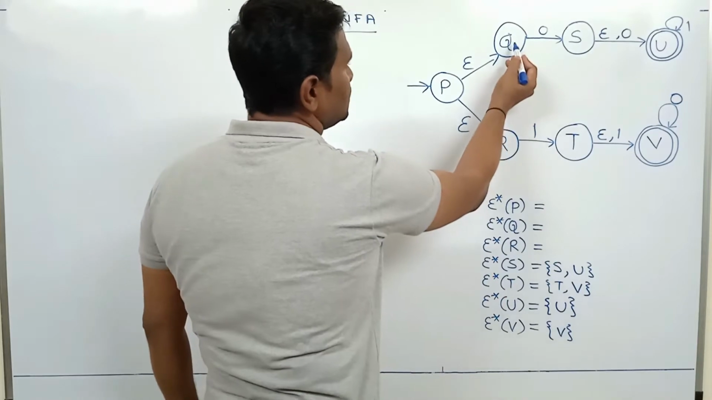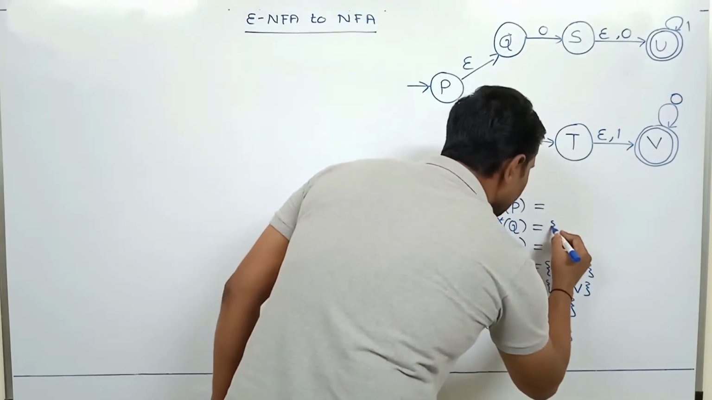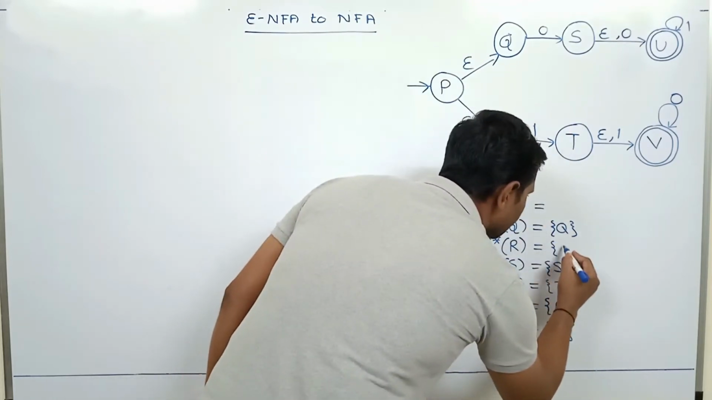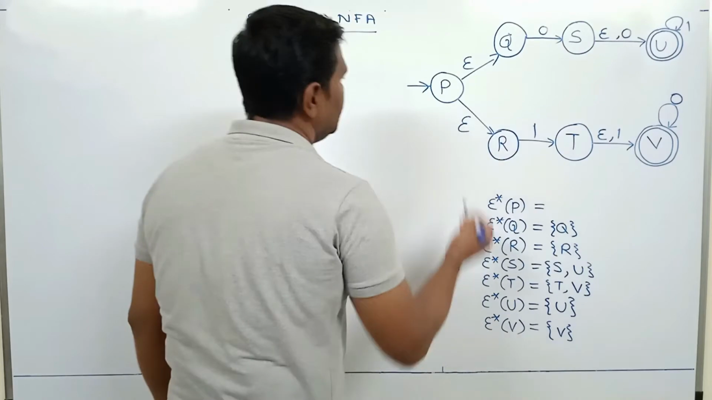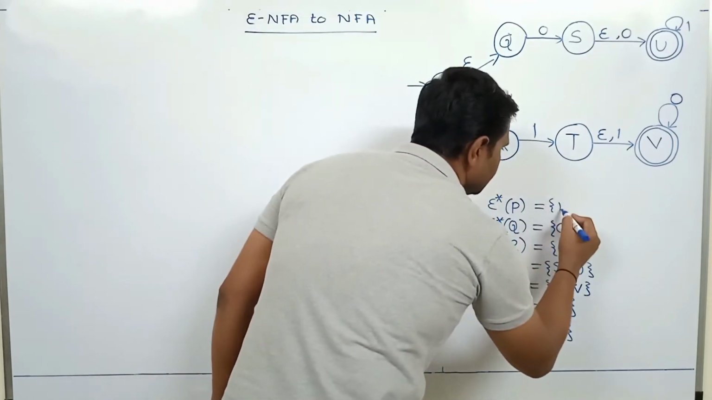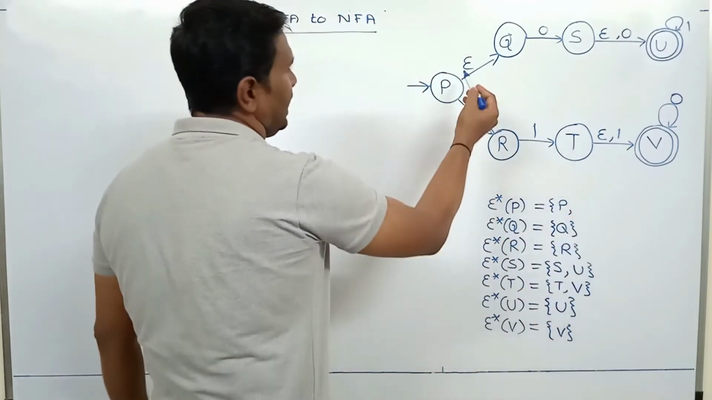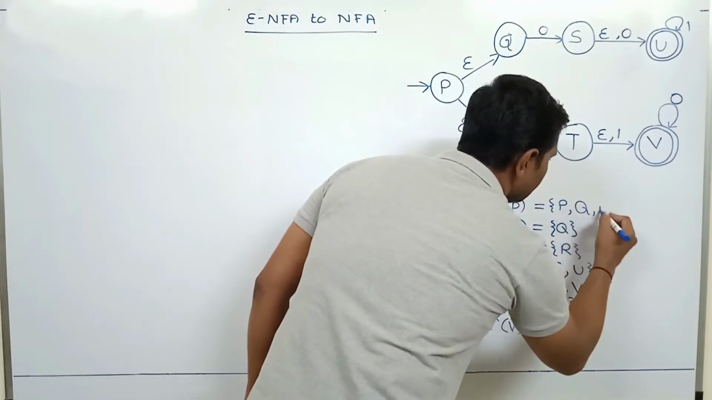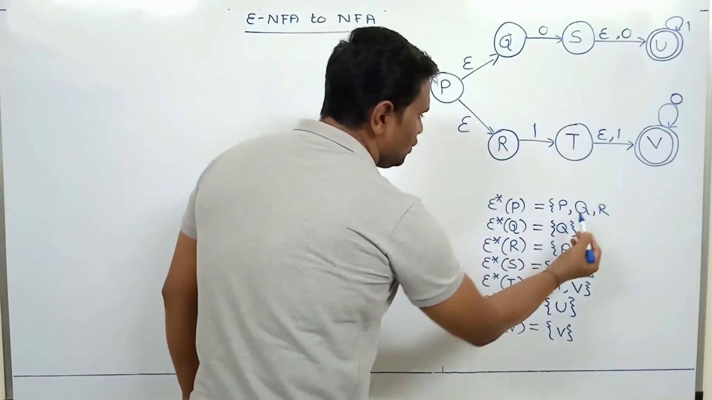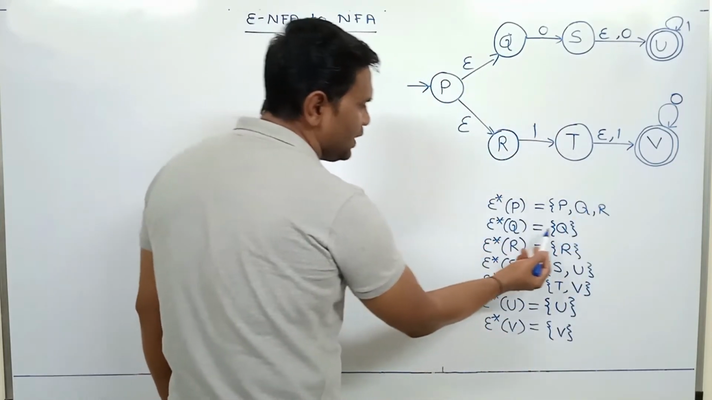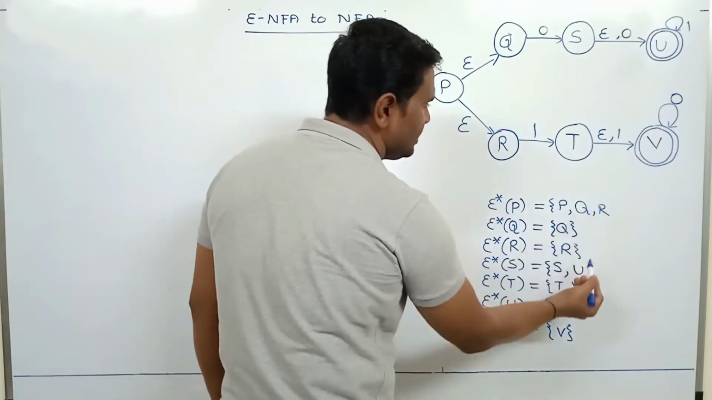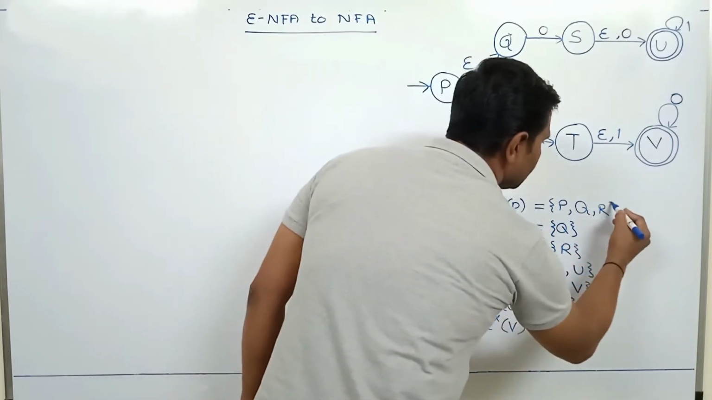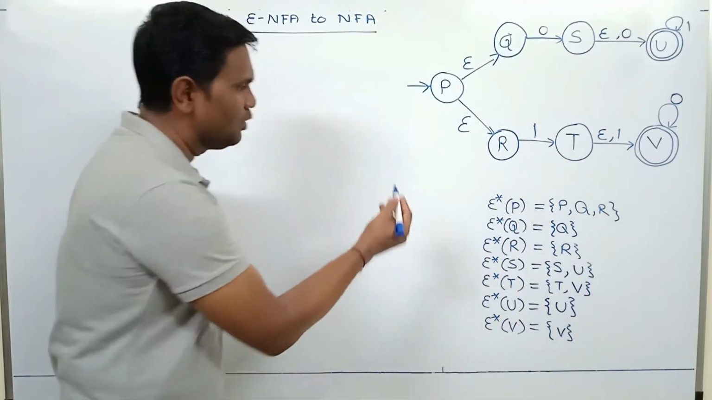Now for state Q, there is no epsilon move. It will contain only state Q. Similarly for state R, it will contain only R. P, first it contains P itself and then on epsilon it will reach to Q and R. Now for state Q, we have to consider epsilon closure of Q. It contains only Q. We do not have to add anything. For R also, epsilon closure contains R. We do not have to add anything more. This completes epsilon closure of all the states.